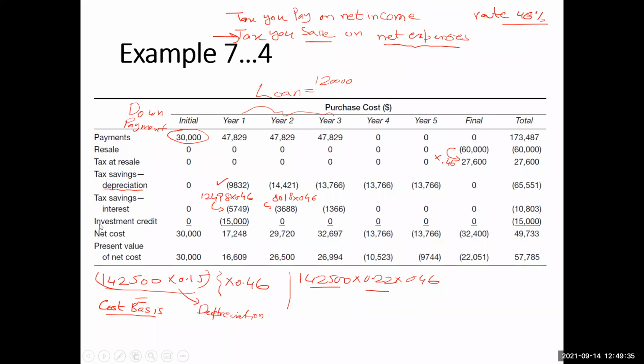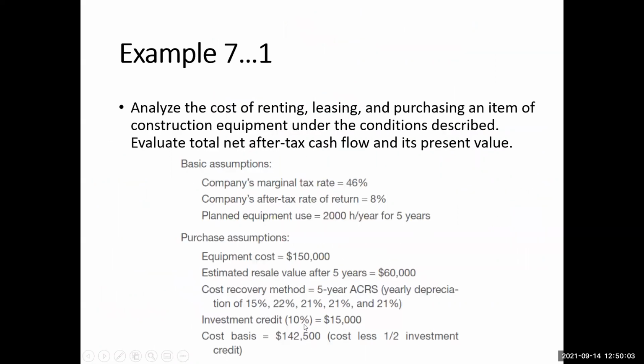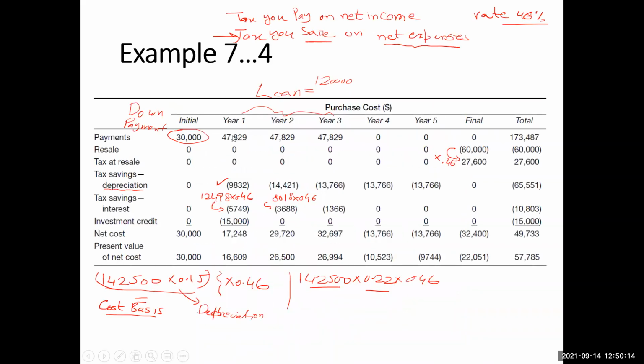Okay, so in the last line over here, before we add up everything, that is the investment credit. So there was also an investment credit, which means that is also a saving. We will put it in year one over here, although we can put it in the initial period as well, but this book has put it in year one. So that is fine. This investment credit is given by the government or by the supplier. It can be from anywhere. Okay, so $15,000.